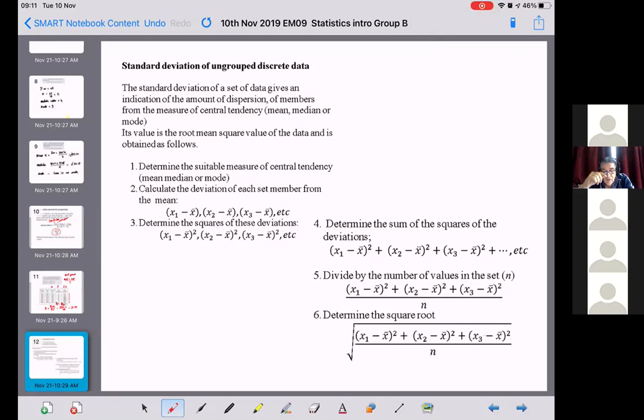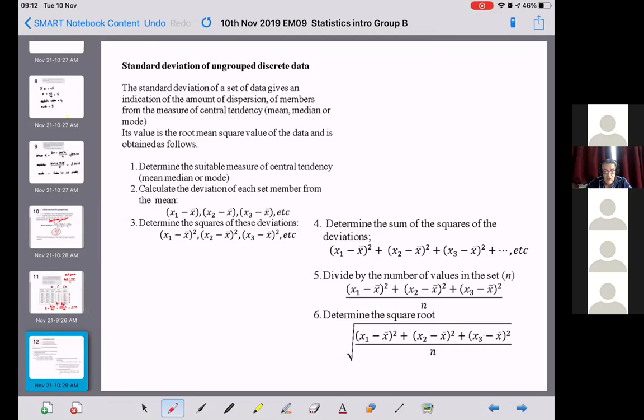Standard deviation of ungrouped discrete data. A standard deviation of a set of data gives an indication of the amount of dispersion of members from the measure of central tendency. That could be the mean, median, or mode. What standard deviation does is give you an average spread of values away from that central tendency value. It is the root of the mean square value of the data, and we obtain it as follows.